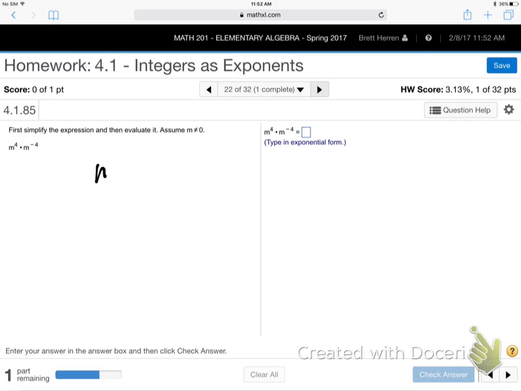It's kind of a weird one. So m to the 4th times m to the minus 4th. Try that one. And what's that? What's anything to the zero power? Remember about half an hour ago we were doing that. That's 1. 4 minus 4 is 0, right. Yeah, good.